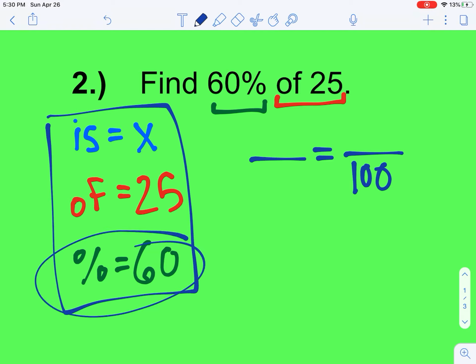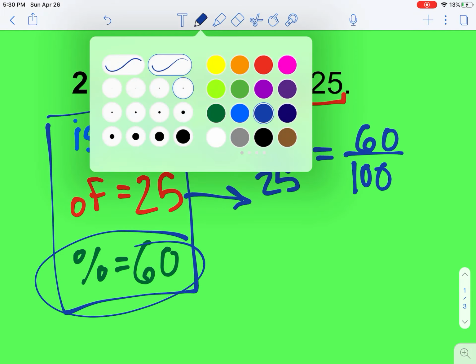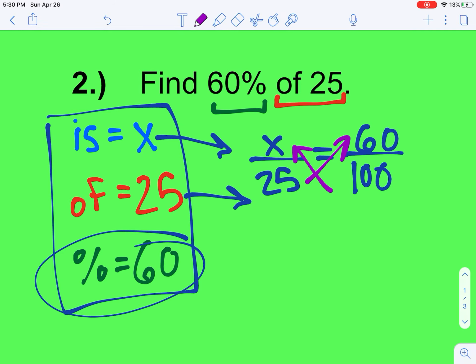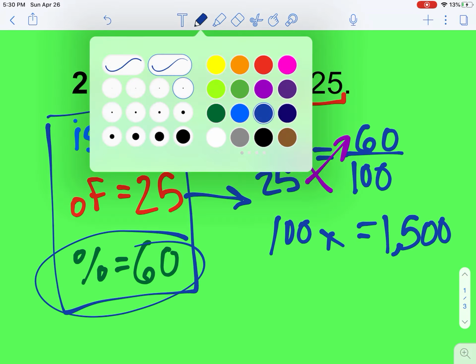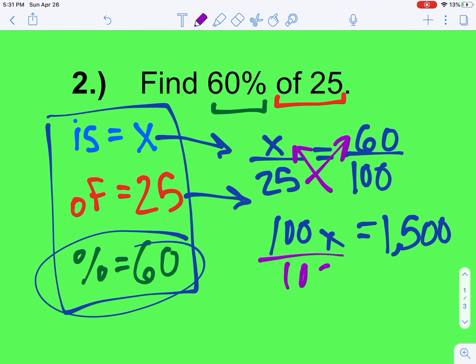I always like to start with the percent because that always goes over the 100. And now I can take my is and my of, and I can just slide them right over. Is goes on the top, and of goes on the bottom. Now I can go ahead and cross multiply. 100 times x is 100x. And 25 times 60, I've got to take out my calculator here. It might be a good idea to have one of those ready. 25 times 60 is 1,500. Now I can divide by 100 on both sides. Those 100s cancel out, and x equals 15.